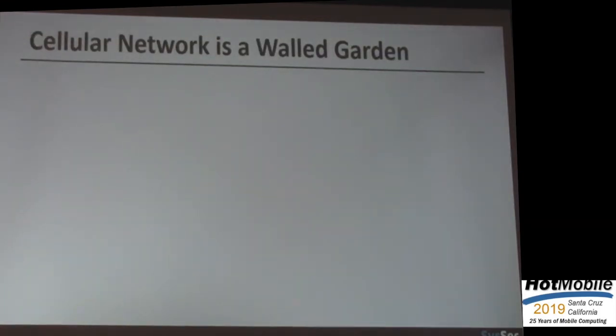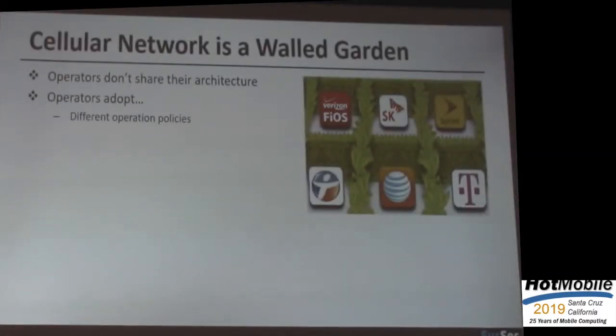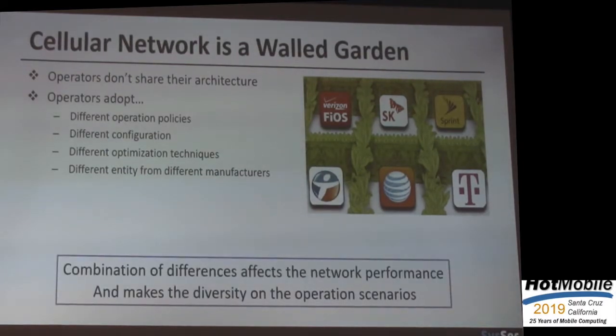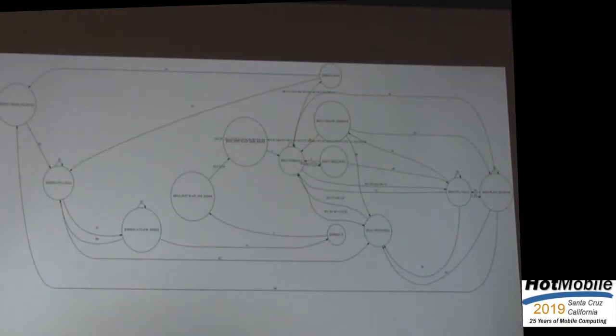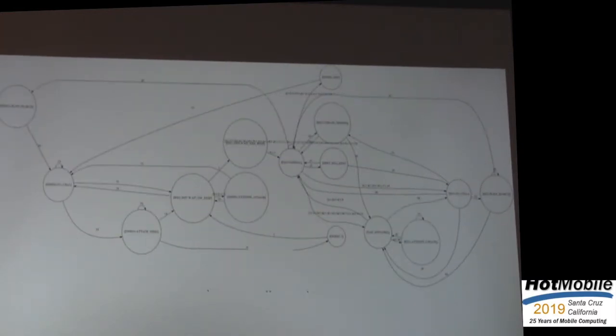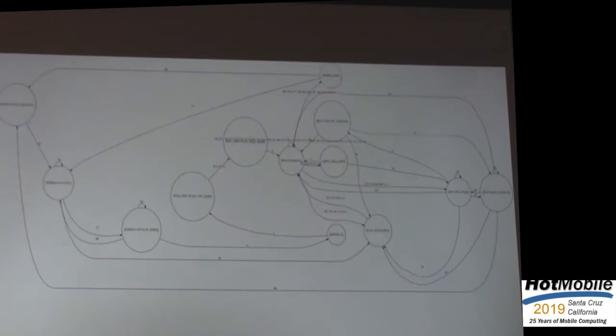Along with the previous limitations, I want to stress that the cellular network is still an interesting walled garden. Usually, the operators don't share their detailed network architecture and adopt different configurations based on their operating policies. This nature makes differences in network performance and diversity in the operation scenarios. So let's take a look at an example. This animation shows the control plane state machine among different carriers. An interesting point is that there is one standard, but they look different.